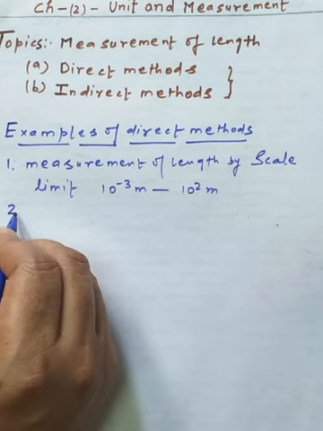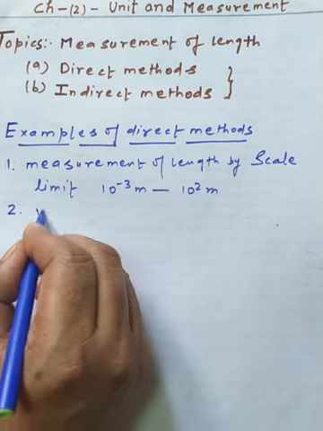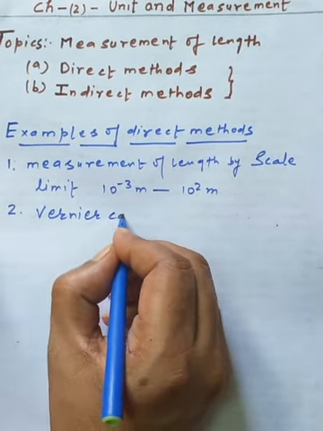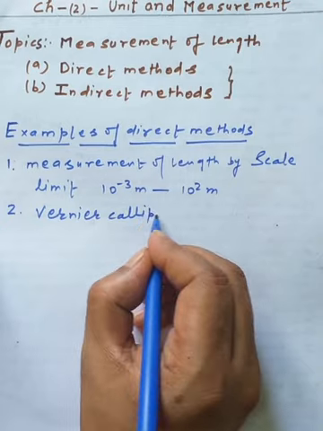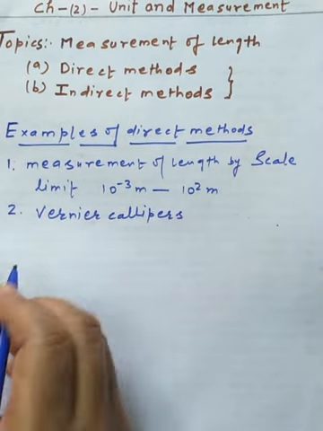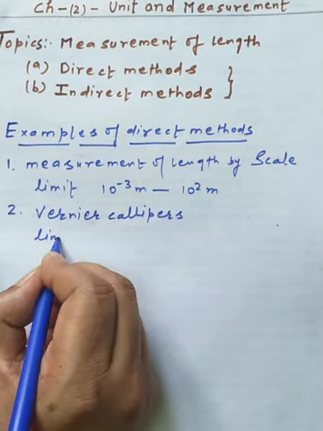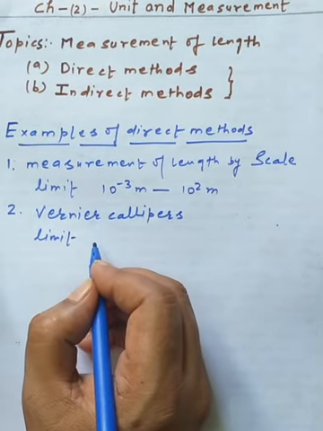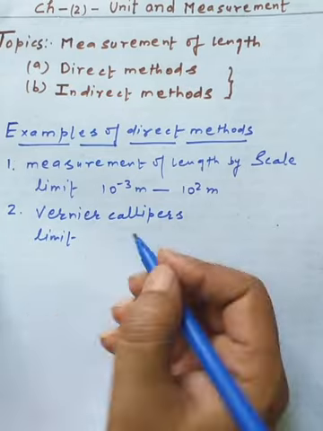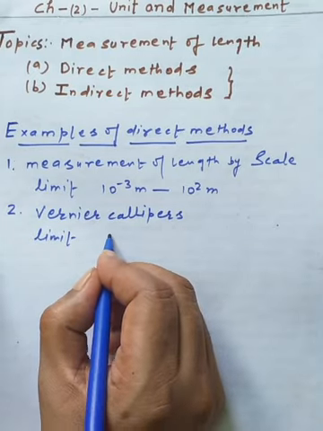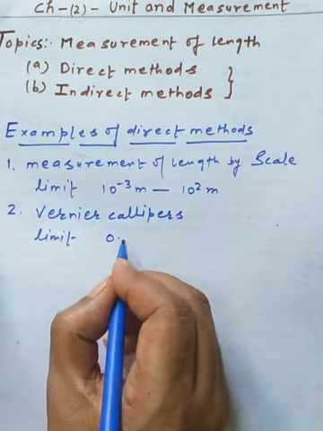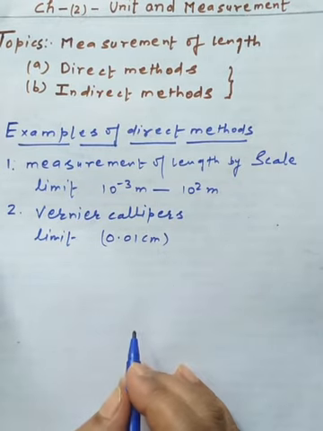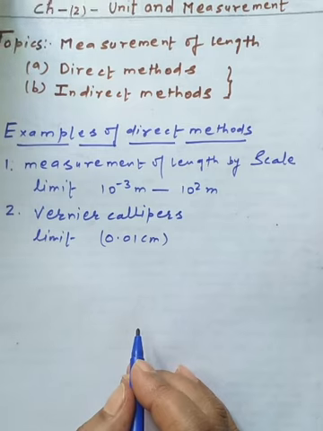Now I am talking about the laboratory instruments. First, that is vernier calipers. So it has its limit. I am talking in the sense of the least count. Whenever we find the least count, the limit value is 0.01 centimeter. Up to that limit it can easily measure the distance or the length.